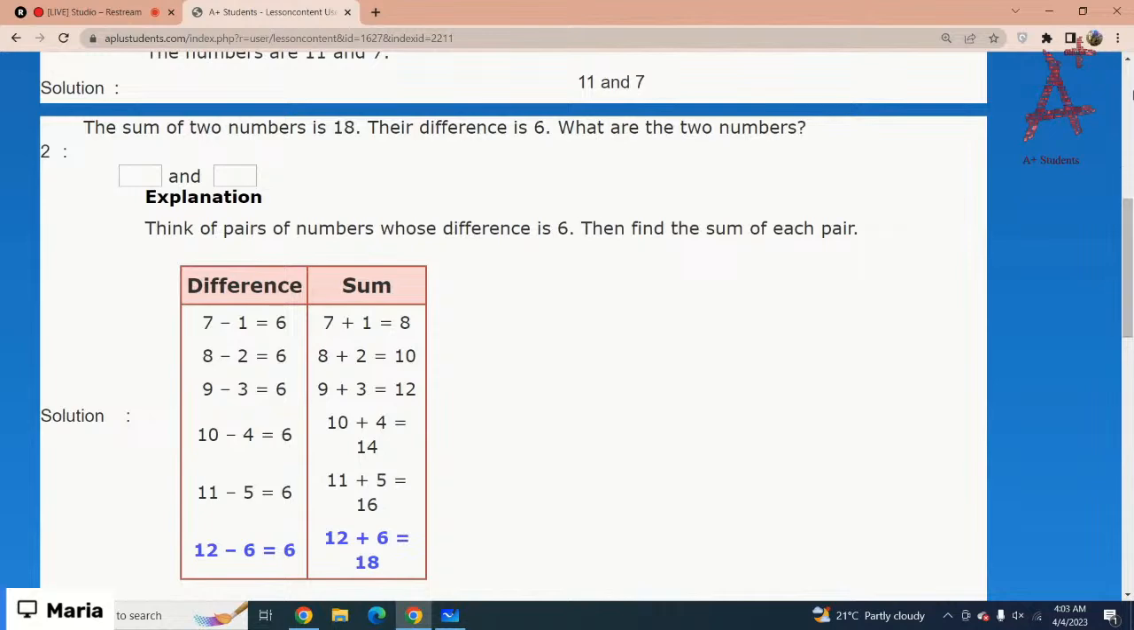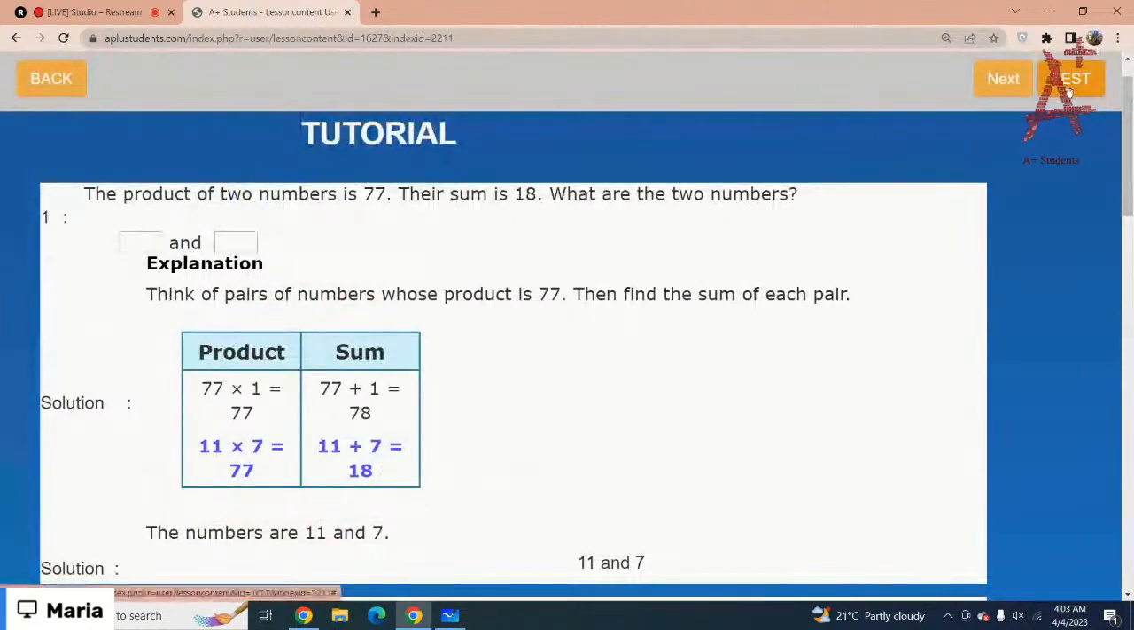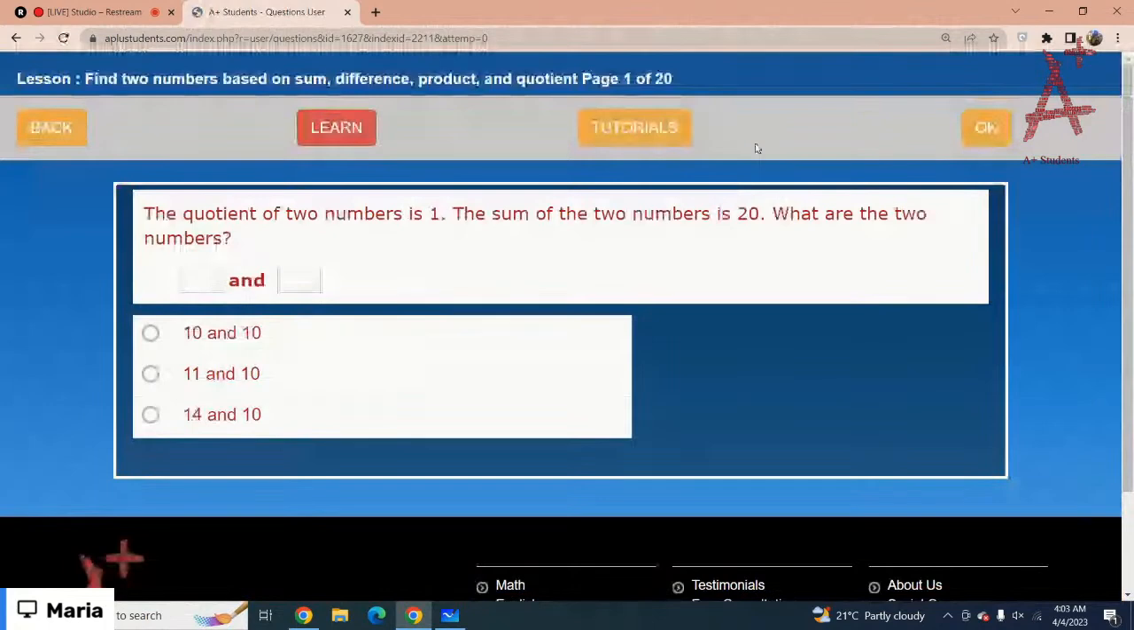Okay, let's just start with the test questions. The quotient of two numbers is 1. The sum of the two numbers is 20. What are the two numbers? So finding numbers is easy when you are given the options. So here you are given the options. You can find easily. Got it? Just check for all the three options: 10 and 10, 11 and 10, and 14 and 10.